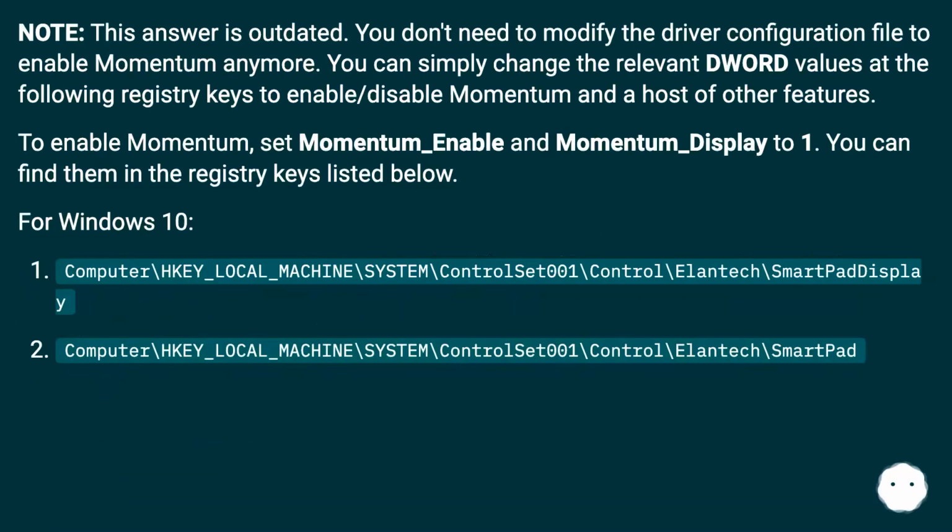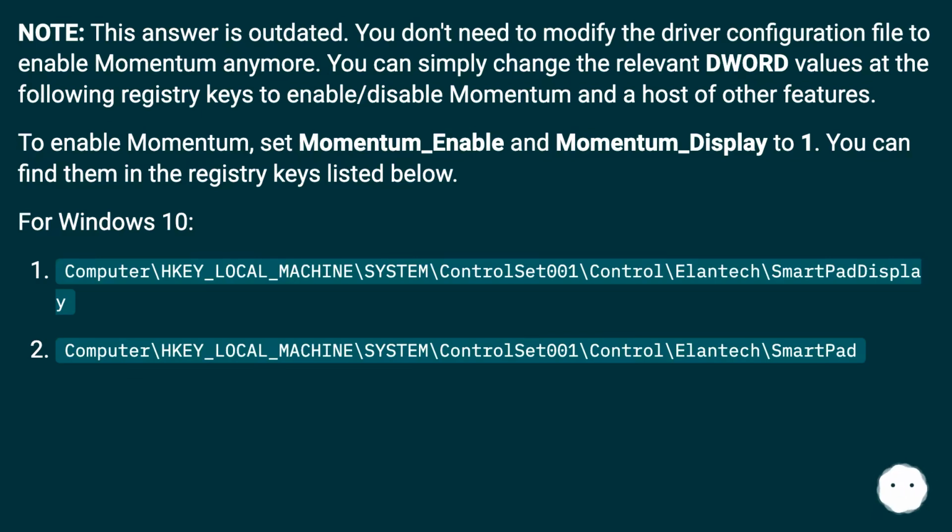Note, this answer is outdated. You don't need to modify the driver configuration file to enable momentum anymore. You can simply change the relevant word values at the following registry keys to enable or disable momentum, and a host of other features. To enable momentum, set momentum_enable and momentum_display to 1. You can find them in the registry keys listed below.